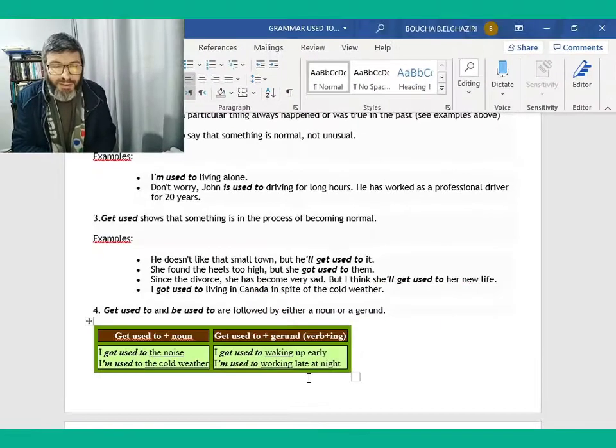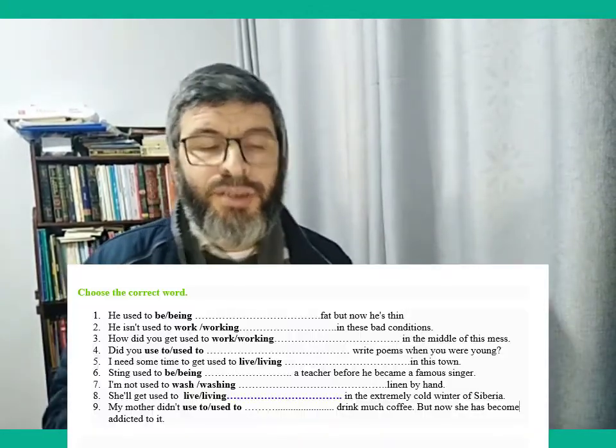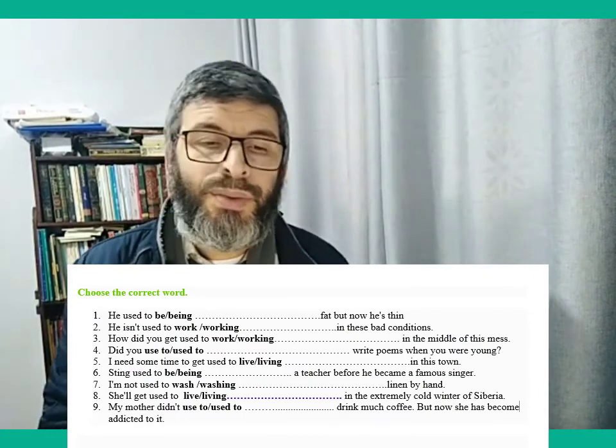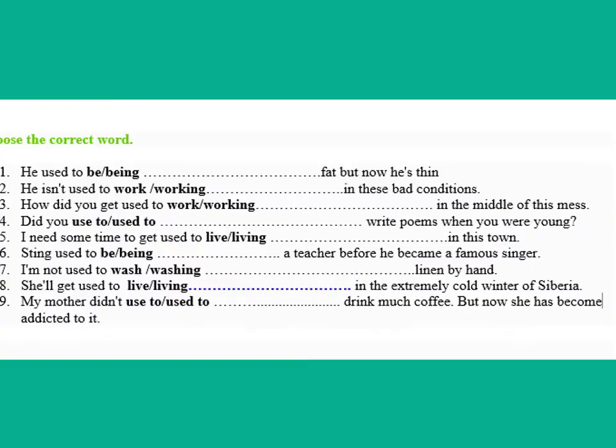I guess that's it for this lesson. So see you in the exercise. Dear students, here we have an exercise. You are going here to choose the correct word or expression to complete these sentences.